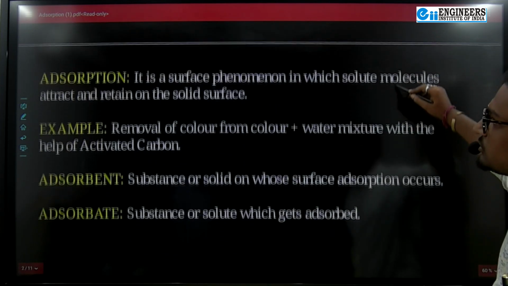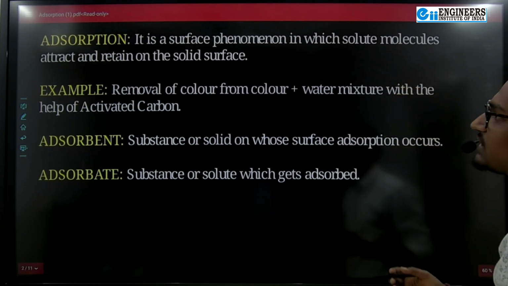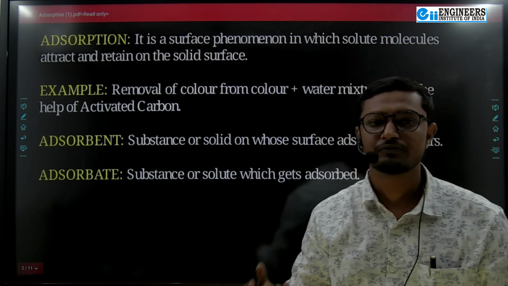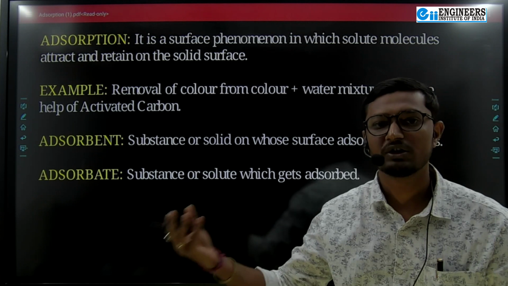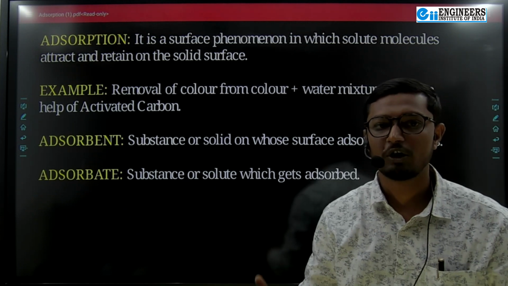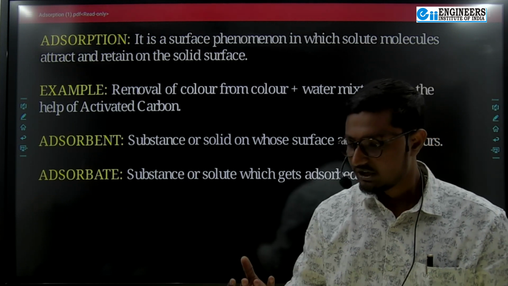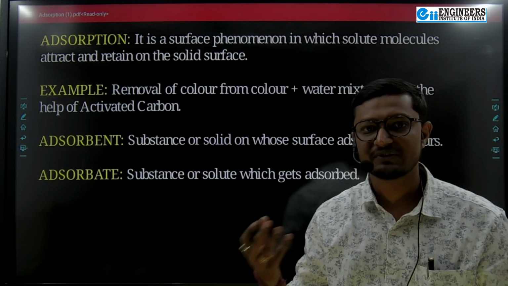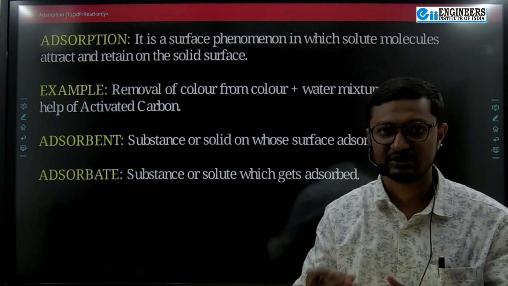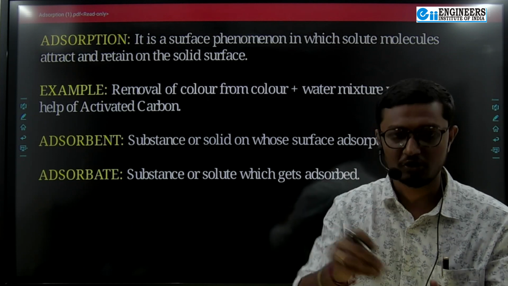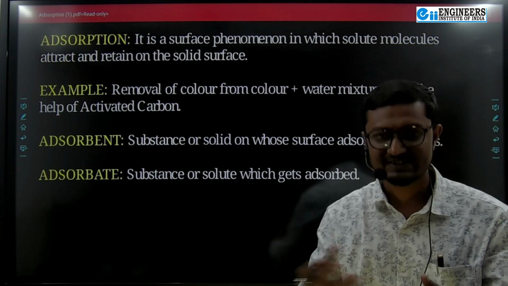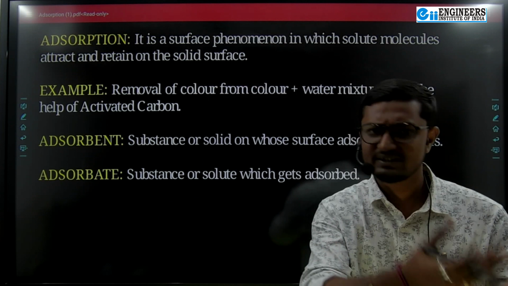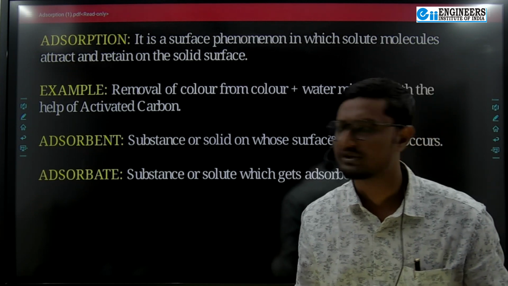Okay. So the basic definition of adsorption is that we try to separate a solute from either a gaseous mixture or a liquid mixture with the help of a solid adsorbent. The solid adsorbent provides surface area for the adsorption, that is, this solute gets adsorbed on the surface of the solid and it gets separated from the mixture, either in the gaseous phase or in the liquid phase.